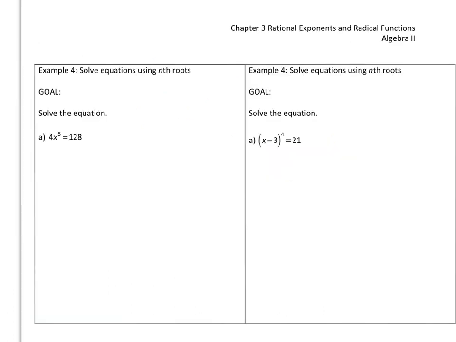Now let's look at example 4 on the next page. These two equations are very similar to equations that we previously solved in our quadratics unit, except a quadratic has a highest exponent of 2. Now we're going to be looking at exponents that are higher than that. And so our goal is still the same as before. We're going to get the variable, so x to some power, alone. So our first step here is we're going to divide both sides by 4.